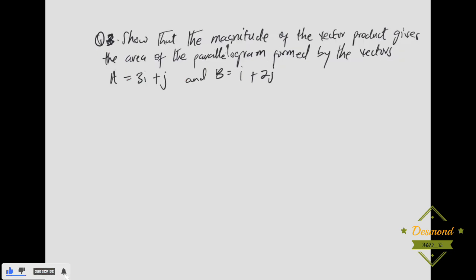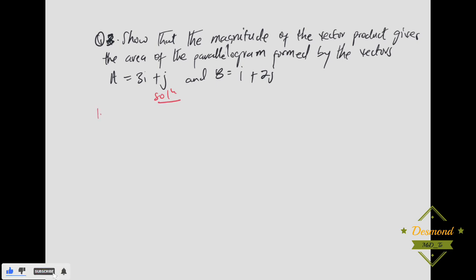Now our third question, we are going to show that the magnitude of the vector product gives the area of the parallelogram formed by the vectors A, which is 3i plus j, and B, i plus 2j. With this one, we are going to go through step by step for you to understand it. The first thing that we need to do is to write the determinant.